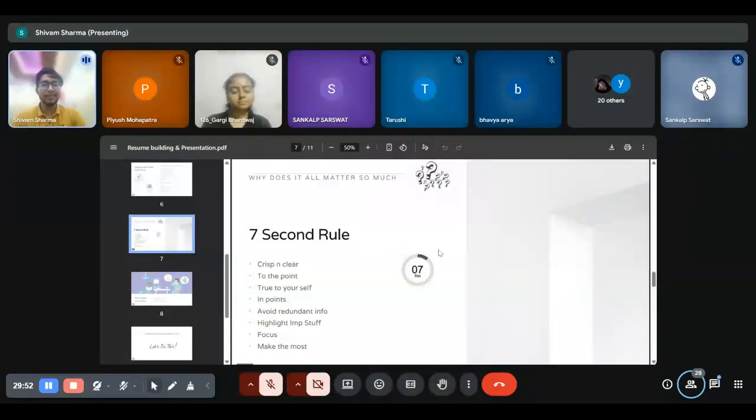Next thing is, there's a 7 second rule. As I mentioned earlier as well, in most cases we get a glimpse in a minute, but that is about the introduction. But when I'm looking at a resume, there's a 7 second rule: within 7 seconds, if I find something catchy, then I will look at the resume, else I will just pass. If in 7 seconds I get something, it's a right swipe, else it's a left swipe.